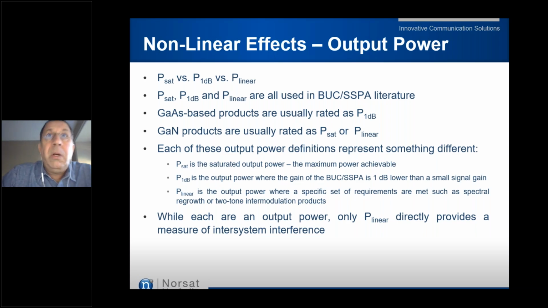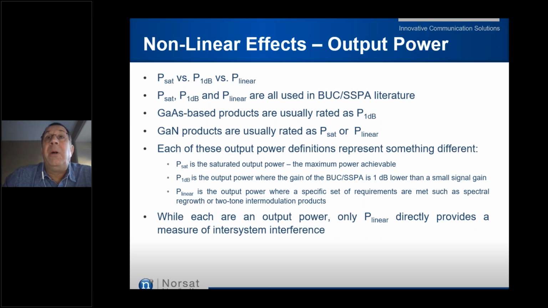Okay, so let's talk a little bit about some nonlinear effects. The first thing we'll talk about is output power. It's not really a nonlinear effect, but we need to understand the definitions. In the literature we see PSAT, P1 dB, P linear. They're all used sometimes interchangeably, but they're all out there. As I mentioned, GaAs is normally rated or specified as P1 dB. GaN is usually rated as PSAT or P linear.